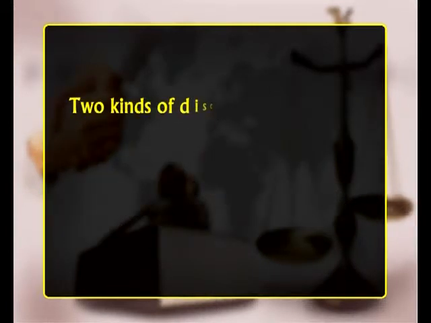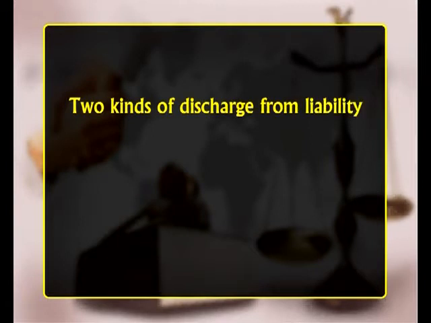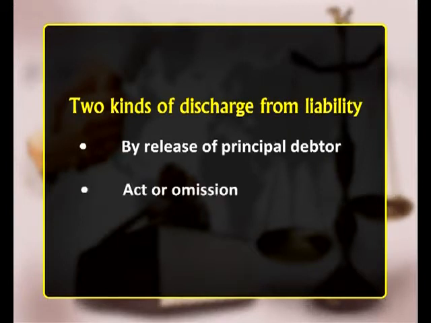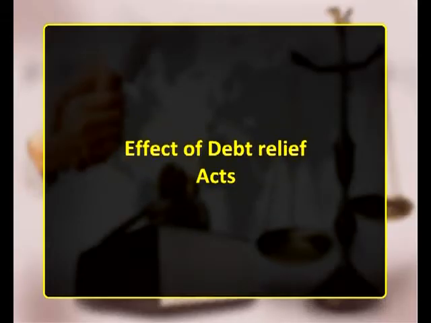This section provides two kinds of discharge from liability. A. By release of principal debtor. B. Act or omission. If the creditor makes any contract with the principal debtor by which the principal debtor is released, the surety is also discharged. Effect of Debt Relief Acts.